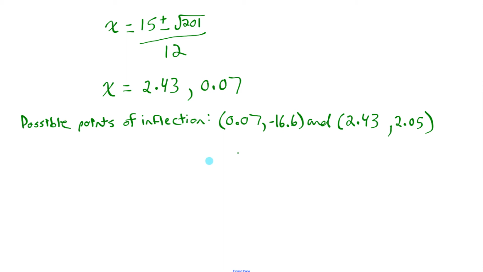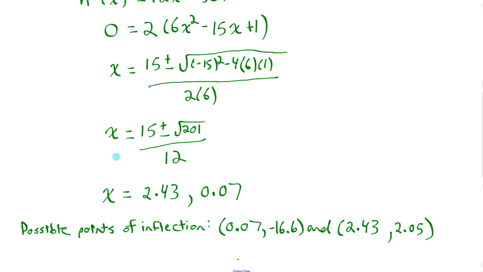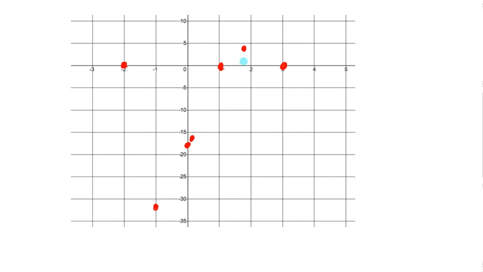So I'll plot 0.07, negative 16.6, and that's about right there. That's really close to that other point we had. And I'll also plot 2.43, 2.05. I don't know, that's about here.